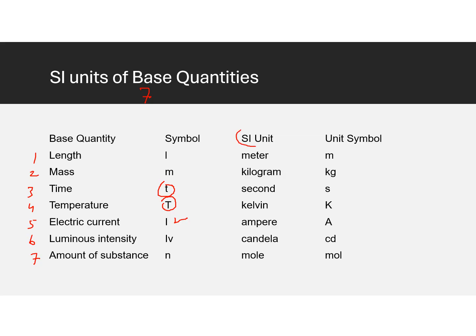If you see their SI units, the SI unit of length is meter, and it is represented with the symbol m. The SI unit of mass is kilogram, represented with kg. Similarly for time it is second. For temperature, it's Kelvin, represented with K. And for current, it is ampere, represented with A. For luminous intensity, the unit is candela, represented with cd. And for amount of substance, the unit is mole, represented with mol.